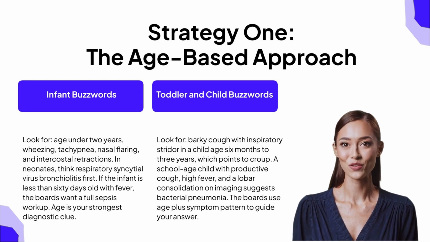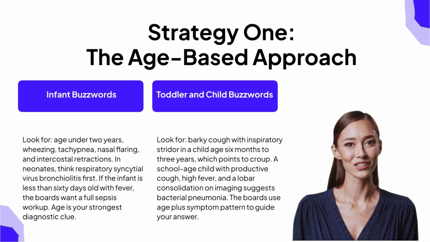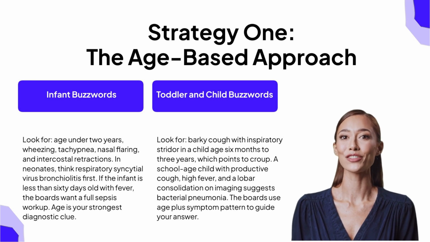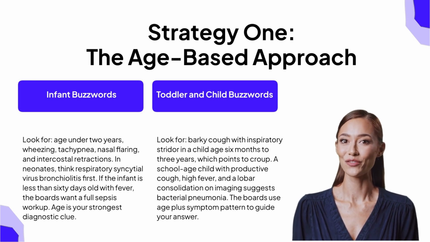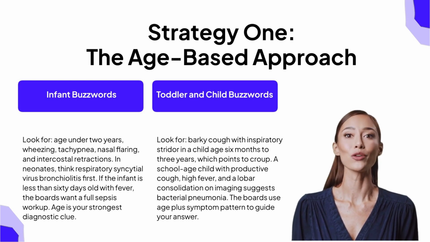Now, for toddlers and older children, the clues shift. A barky cough with inspiratory stridor in a child between 6 months and 3 years old is the classic croup presentation. A school-age child with productive cough, high fever, and a lobar consolidation on imaging is bacterial pneumonia. Always let the age of the patient guide your first step in answering the question.